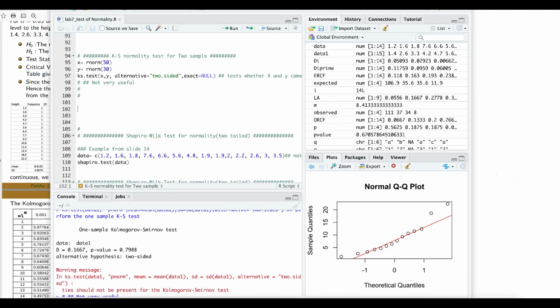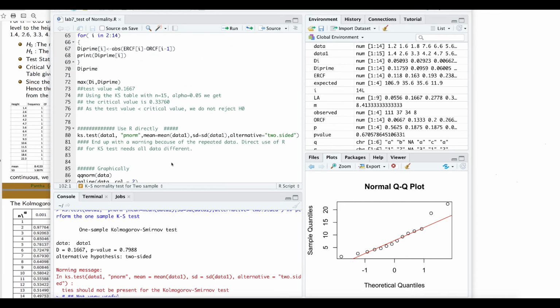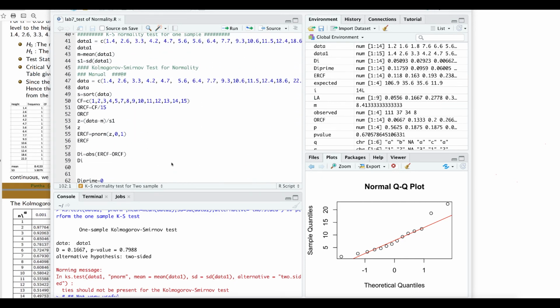You will get, by the way, a big warning. What does it say? It says that in the ks.test you need to have distinct data points, so you cannot have a repeated data set. It says the ties should not be present in the Kolmogorov-Smirnov test. This is one of the big disadvantages of this test. So if the data is repeated, then you do not use the Kolmogorov-Smirnov test.